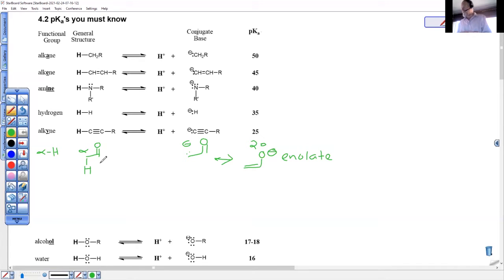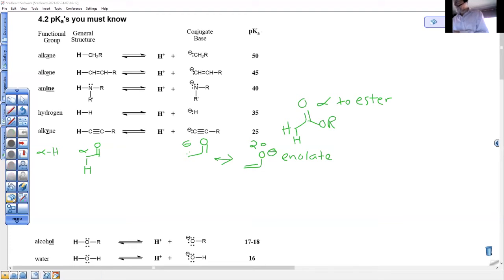It was another 25. So let's put that a little higher. It was alpha, but it was alpha to an ester. Alpha to ester. And well, that's not alpha at all, is it? There's alpha. And that's a 25.